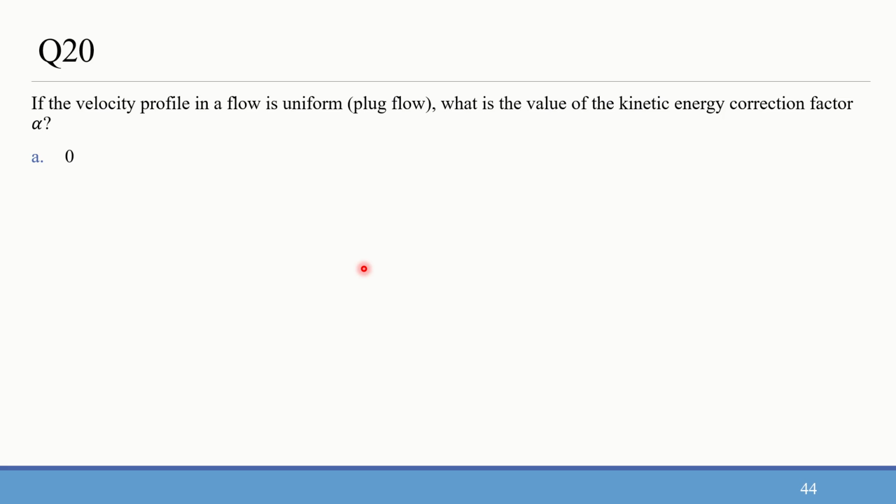We'll first look at that. Option A 0, option B 0.5, option C 1, option D 2. So the answer is option C, because when the flow is uniform, the kinetic energy factor becomes 1, since it is a ratio of the actual to the average, right? So if both are the same, it is 1. So the answer is option C. 1 is the right answer.